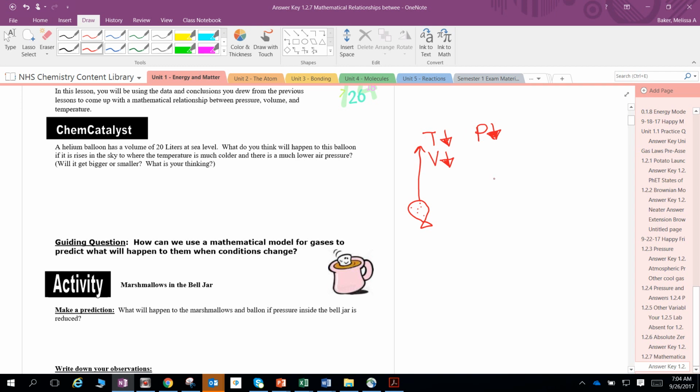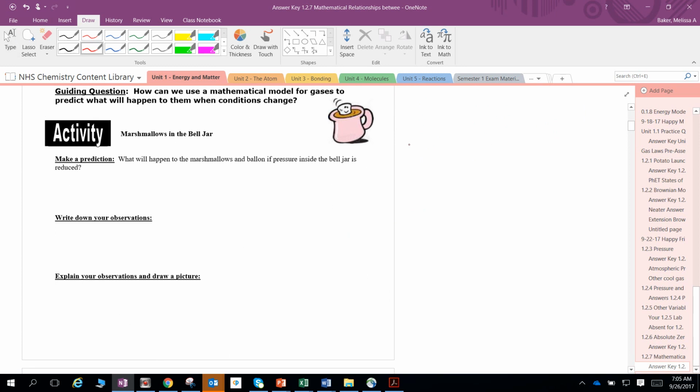at that higher altitude. If there are less particles surrounding the balloon, like here there's a lot of particles pushing on the outside as particles push back, but at that higher altitude, now there's less particles outside and the same amount inside, so they're going to be able to push and cause the volume to grow. So we have two competing factors here. One tells us that the balloon should shrink, and the other one tells us that the balloon should grow. So this is where math is going to come into play so that we can actually figure out which one wins.